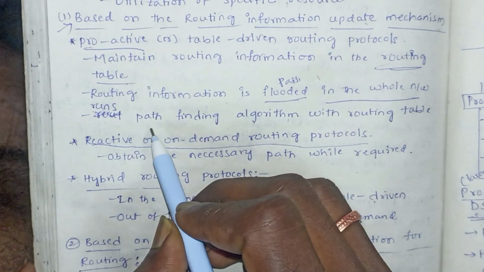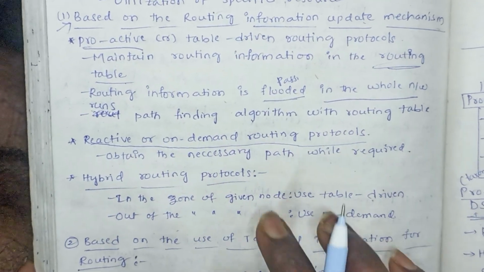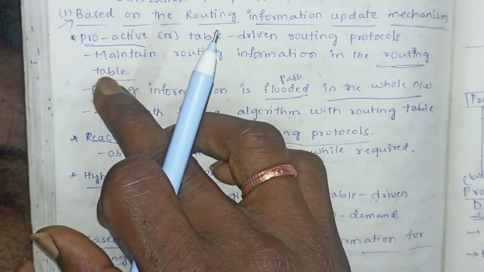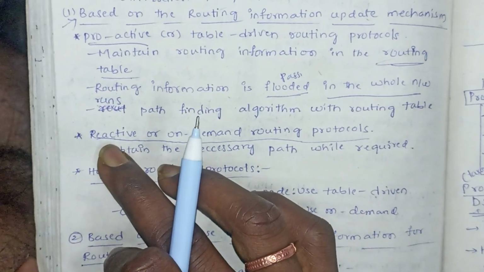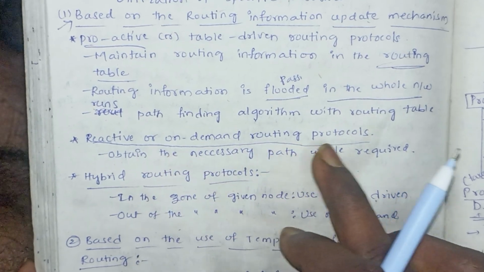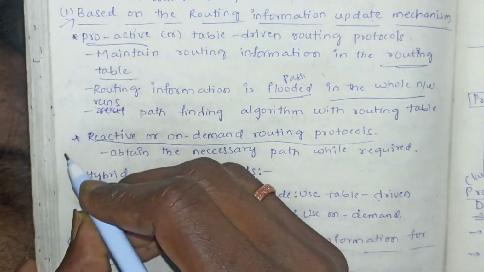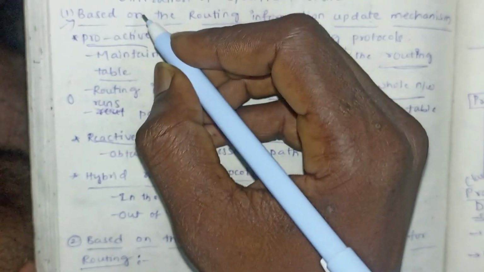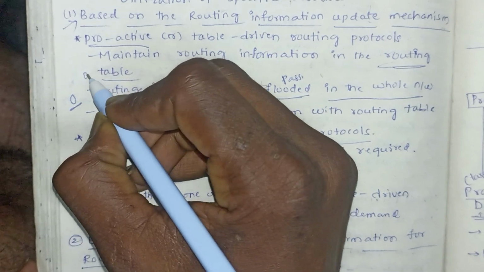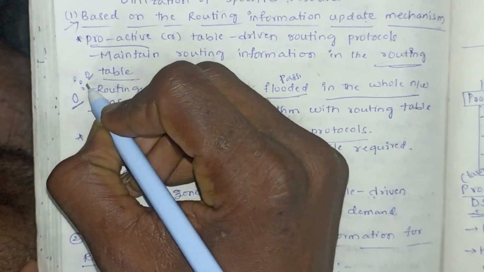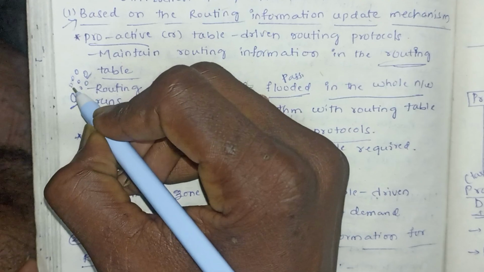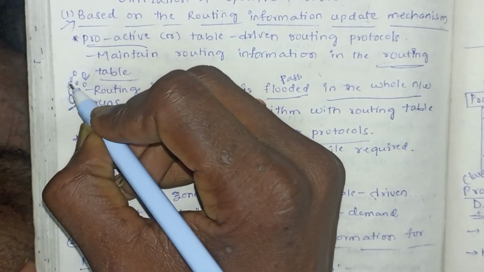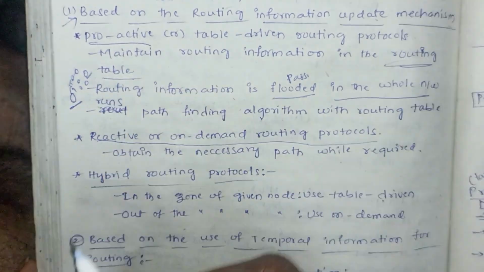Next, it runs a path finding algorithm with the routing table. We have to find the route. There are path finding algorithms based on the routing table. For example, this is a sender and this is a receiver. In between, for every node that is there, we are going to share the data. That is nothing but the proactive.